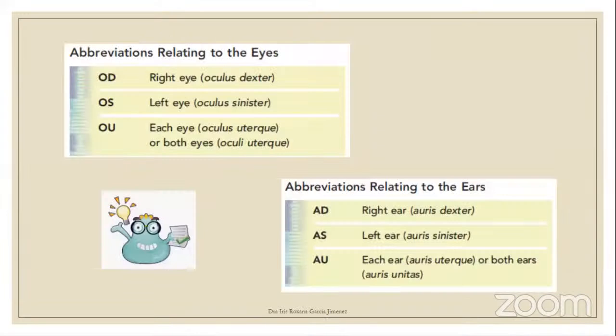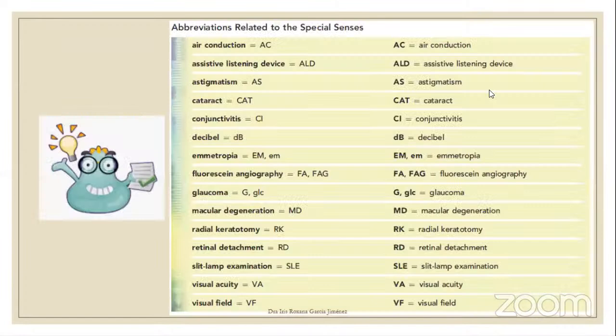Now, abbreviations about eyes and ears. As you can see, there are three of them. In my opinion, easy to catch at this point. And now we have some more in order to complete. Most of them are related to the eyes, but take it into account for practicing, for checking that it's possible to read all of these abbreviations in an article or maybe in a book.